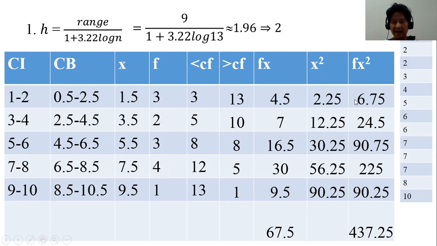Okay. For fx squared, we multiply x squared with the f. So 3 times 2.25, so we have 6.75, and so on. So 12.25 times 2, so we have 24.5, and so on. And then this is all we need: we add the fx, which gives 67.5. The fx squared, we add them all, we have 47.1. Remember these, we will use them later on.